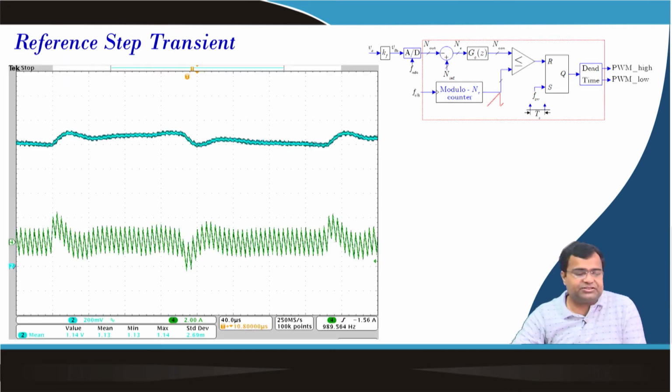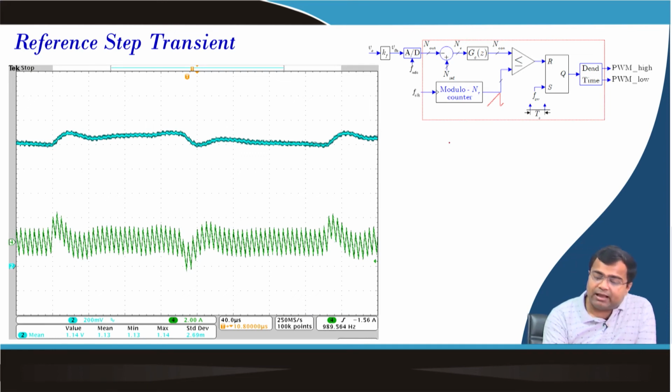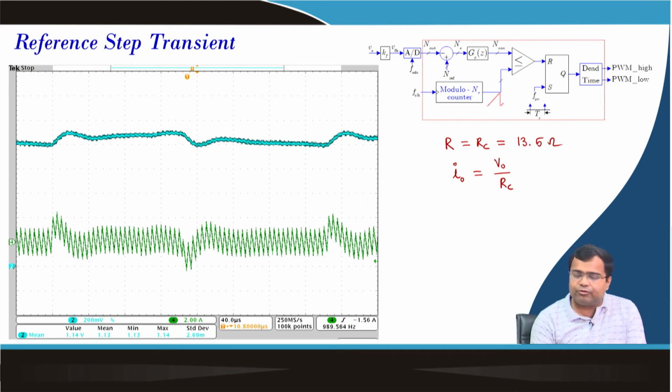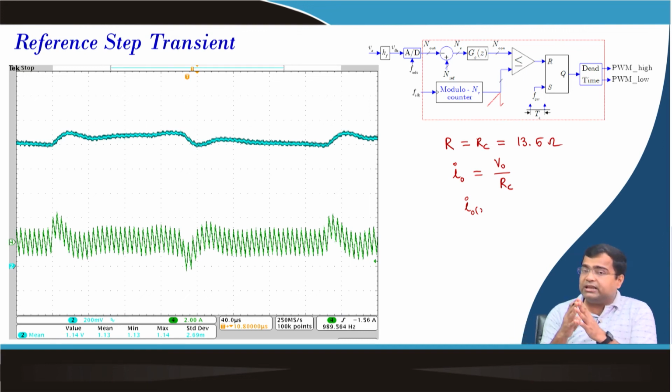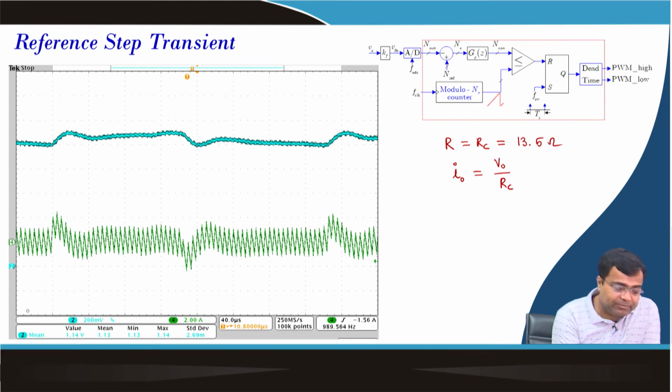Now, we are considering the reference step transient, and in this case we have set the load resistance to its RC value, which is nothing but 13.5 ohm. So, our load current, depending upon the output voltage, will be set by RC. For 1 volt nominal voltage, the nominal load current, if you set V0 to be 1 volt, will come around 70 to 75 milliampere. But you can see we are making a load step up transient.